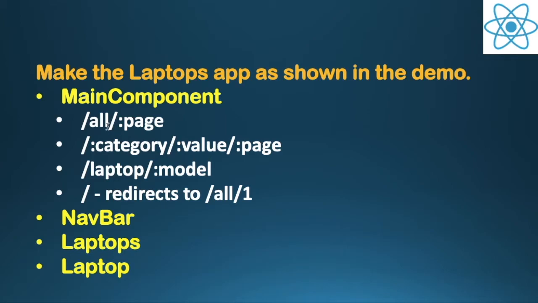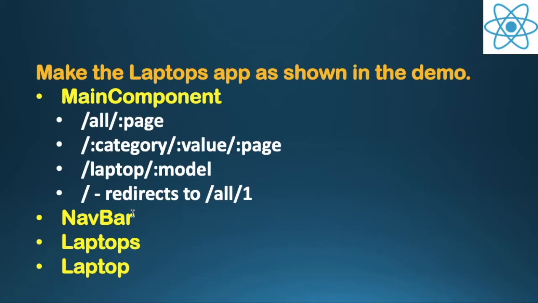What all navigation do we have? We have /all/page number, which is a route parameter. Then we have /category/value/page. So the name of the category where we are filtering on, which we said was brand, RAM, hard disk, processor, and rating, the value of that field, and the page number. Then we have /laptop/model, the laptop and the model we are showing, and slash redirects to /all/1.